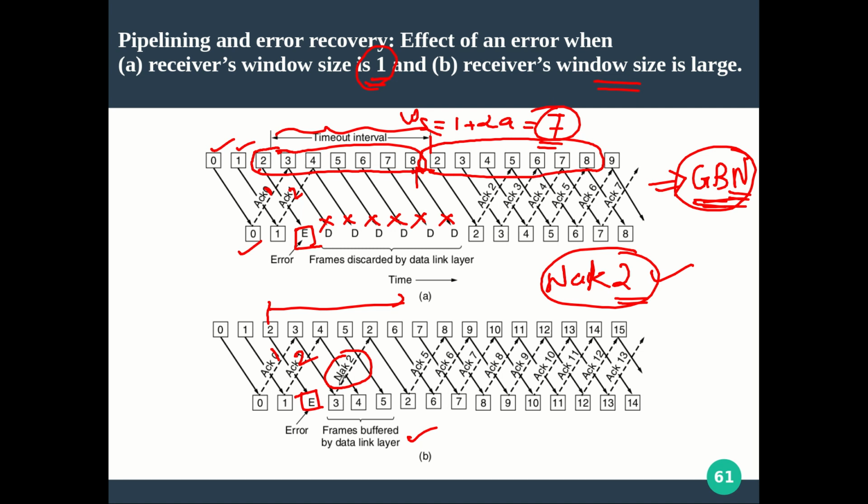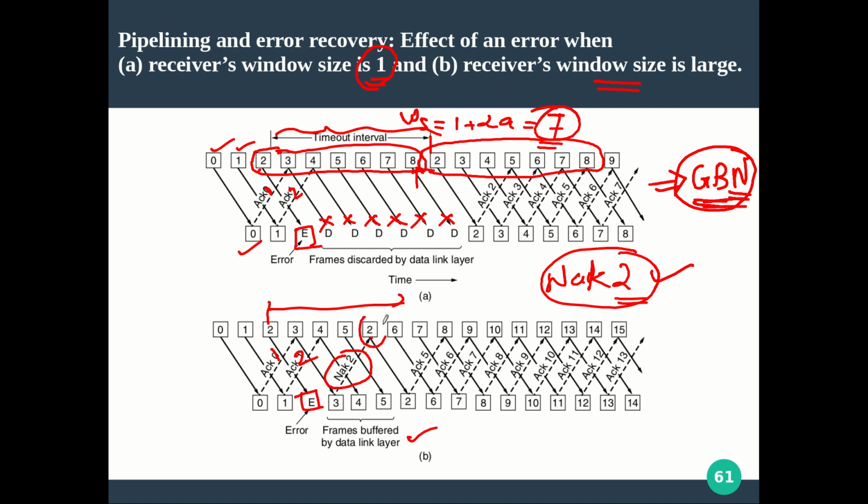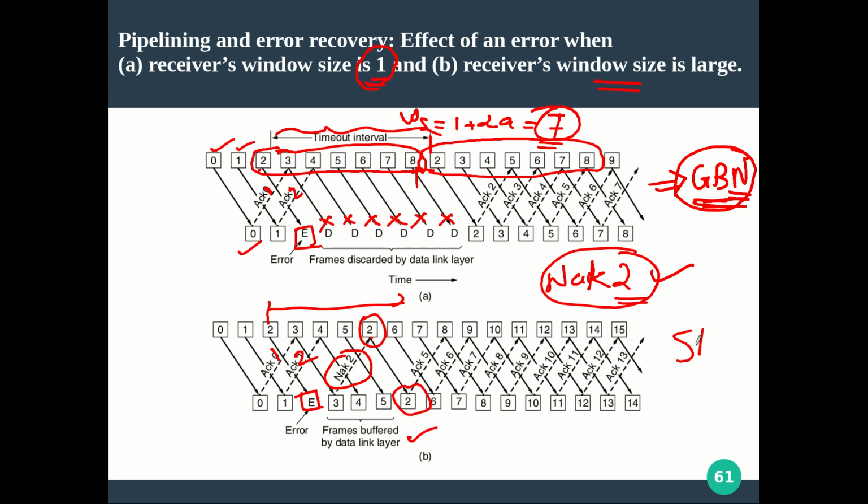But here, whenever I get a negative acknowledgement for 2, or its timer expires, normally the timer will expire a little bit later only, but if you are sending a negative acknowledgement, the process will be faster, right? So anyway, whenever I locate that 2 is having some problem, with negative acknowledgement or the timer expiry, I will selectively retransmit this 2 only, right?